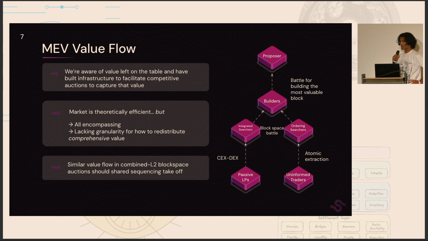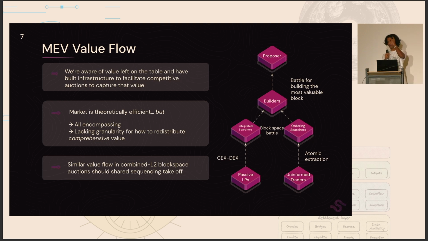Right now at the bottom of the totem pole, we have the passive players, the retail players, passive LPs, and uninformed traders. They're not having very much fun in the current system. So they're submitting transactions, or they're just holding passive pool liquidity. And the two types of arbitrage being extracted, as mentioned, are atomic, so bundling, sandwiching, and then CEX-DEX. And then these are done by searchers who then bid up this value for what they can extract to the builders for actual block space.